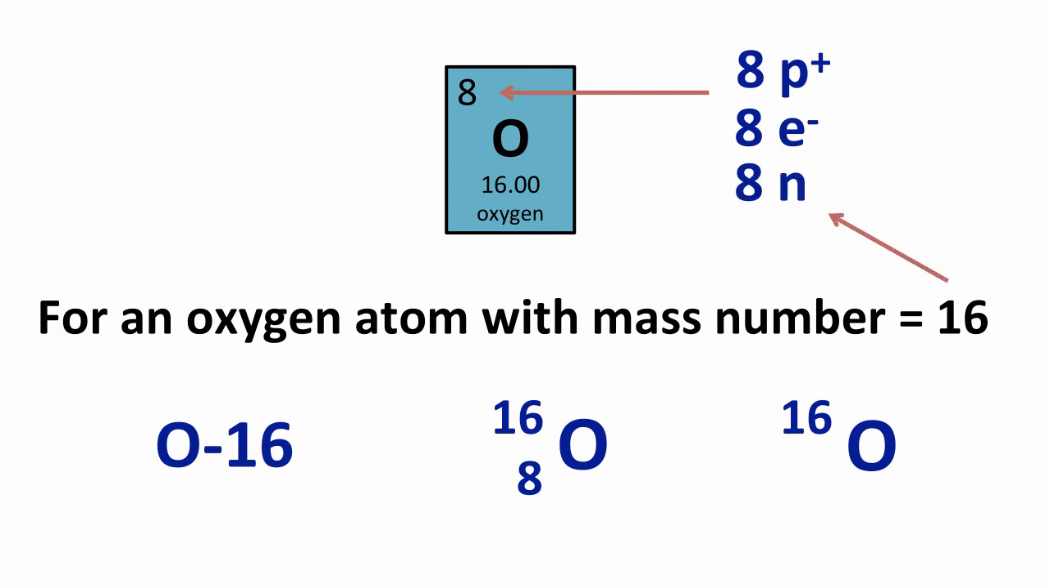Now, an oxygen atom with a mass number of 16 has 8 neutrons because the total number of protons and neutrons in an oxygen atom with mass number 16 is 16. 8 of those are protons, and 16 minus 8 leaves us with 8 that must be neutrons. So if we know the mass number, we can subtract the number of protons, which is the atomic number, from the mass number. That always will tell us the number of neutrons.